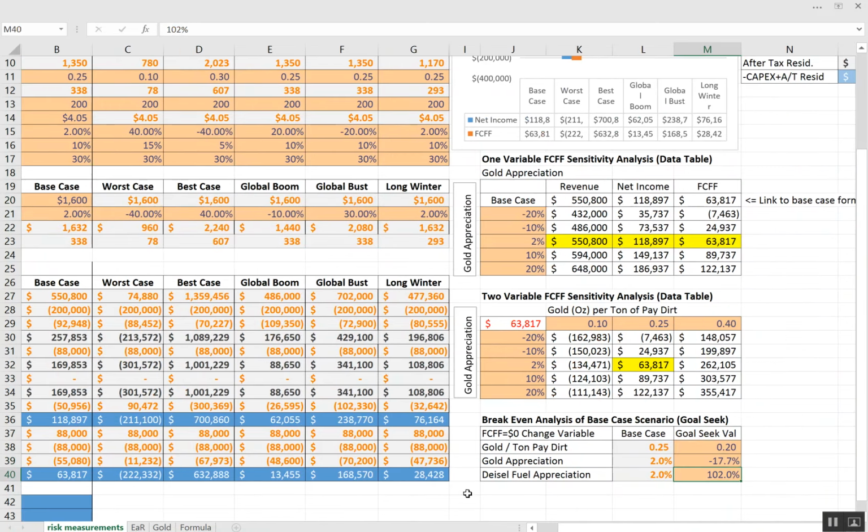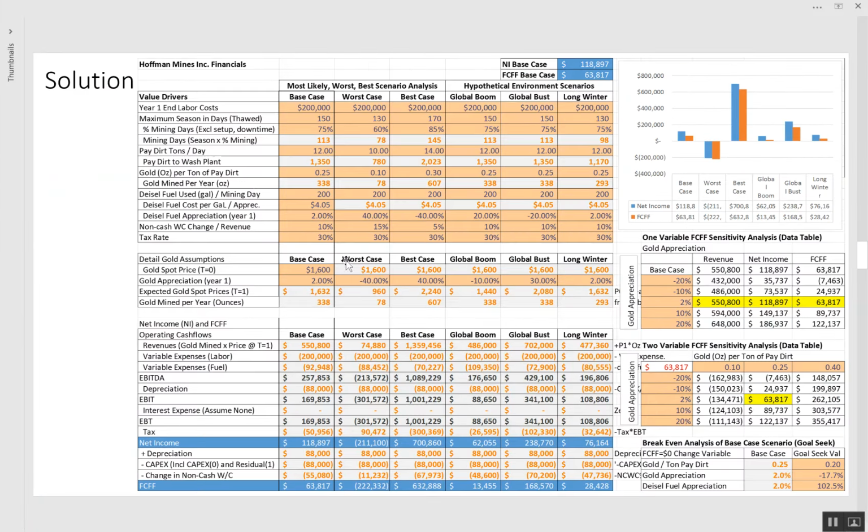So now what we have is a full analysis. We've looked at our base case, our worst and best case. We look at hypothetical scenarios, making sure we're thinking about how it would affect our business. Calculated free cash flows and net income of all those, and that's incorporated in this chart. I then looked at just my exposure on gold and how it affects revenue, net income, and free cash flow. I looked at how gold and gold ounces per ton of dirt affect my free cash flow, and I did a break-even analysis and found that I need to make sure that I get at least 0.2 ounces of gold per ton. I need to make sure gold doesn't fall by more than 17% or fuel go up by more than 100%.